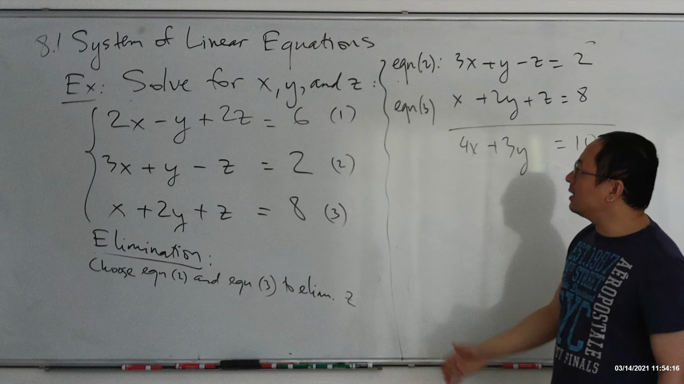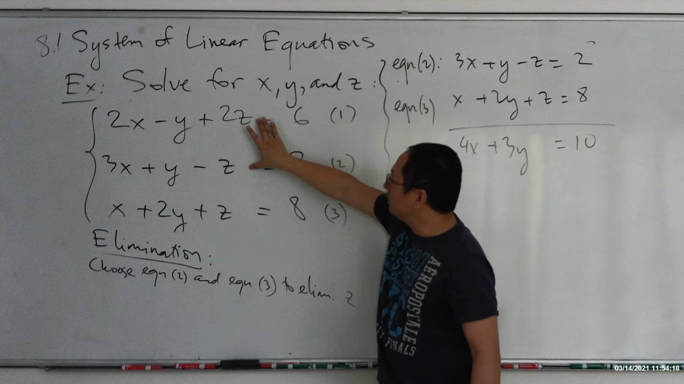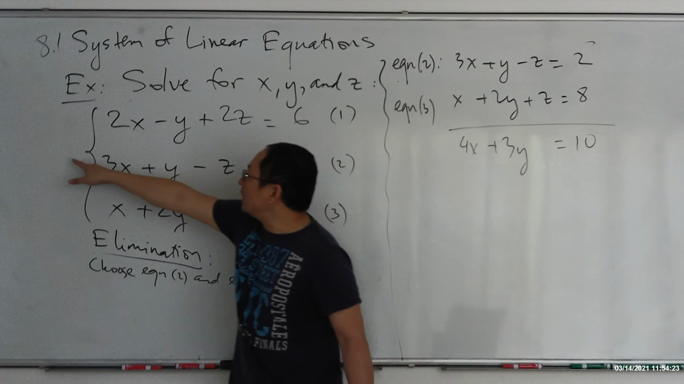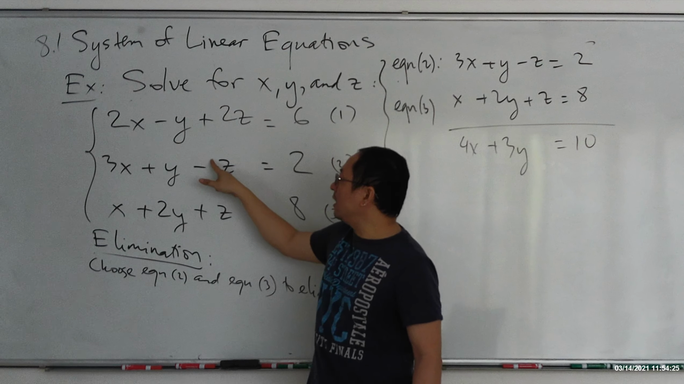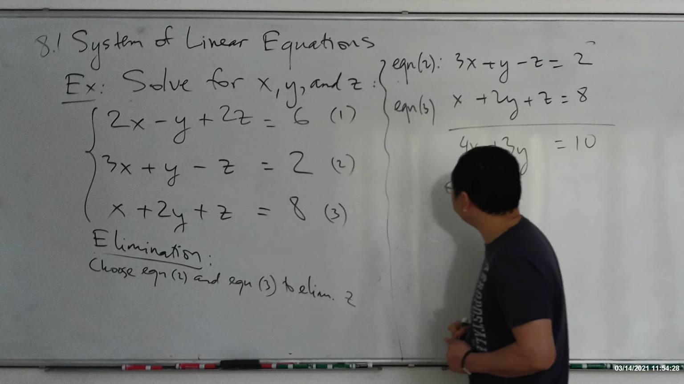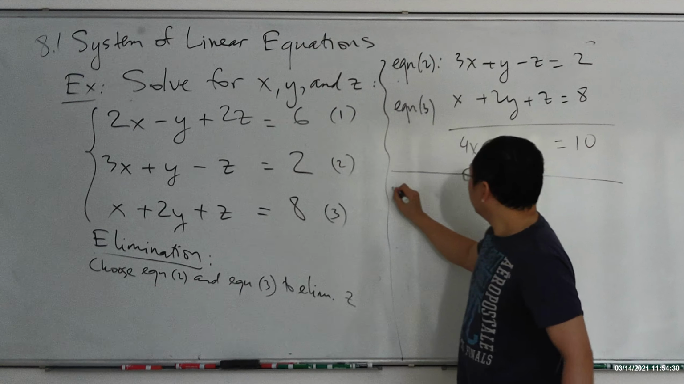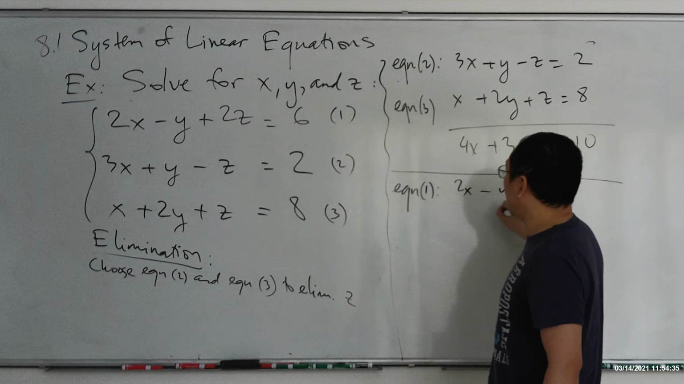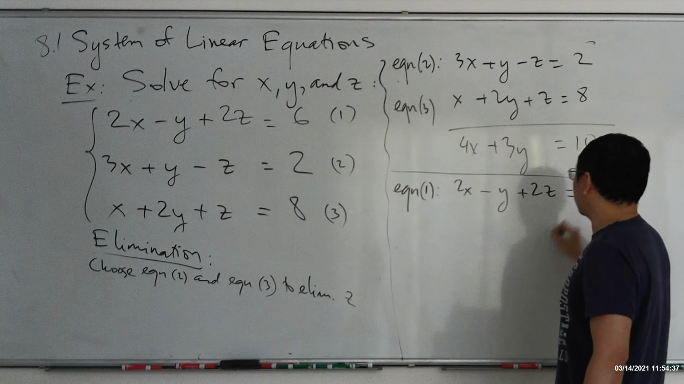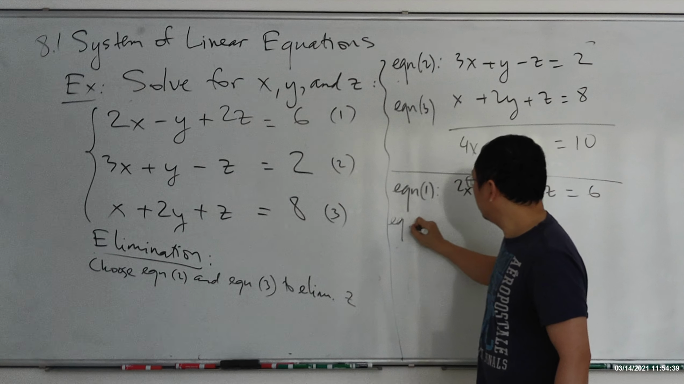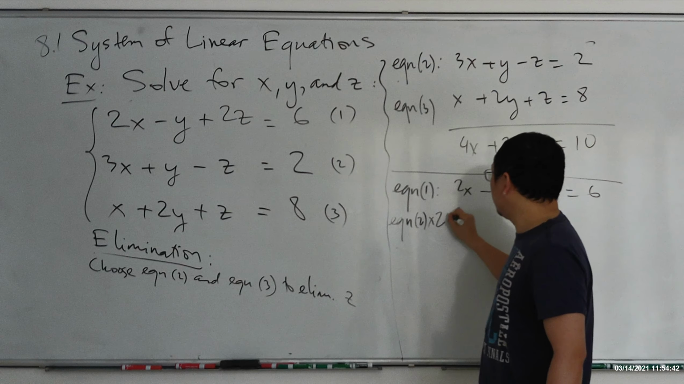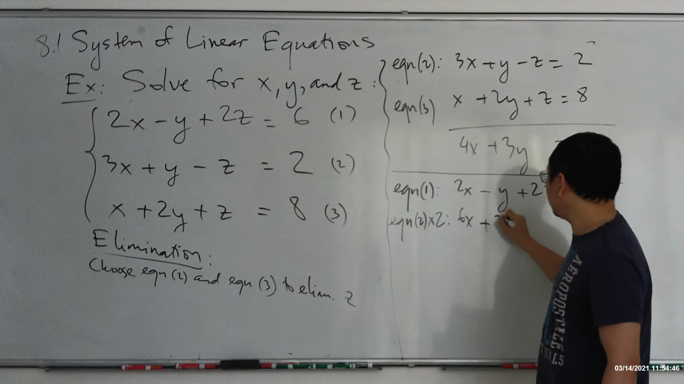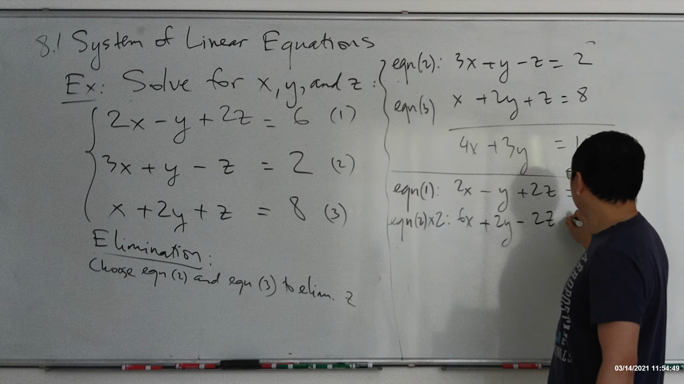In this case, I'll choose equation 1 and 2, because I got 2z right here and negative z right there. All I need to do is multiply the second equation right here by 2. So I'll get negative 2z, and I'll add them up. Okay. So let's do that. For equation 1, I'll keep it the same: 2x minus y plus 2z equal to 6. For equation 2, I'm going to times 2, because I need negative 2z. I have what? 6x plus 2y minus 2z equal to 4.